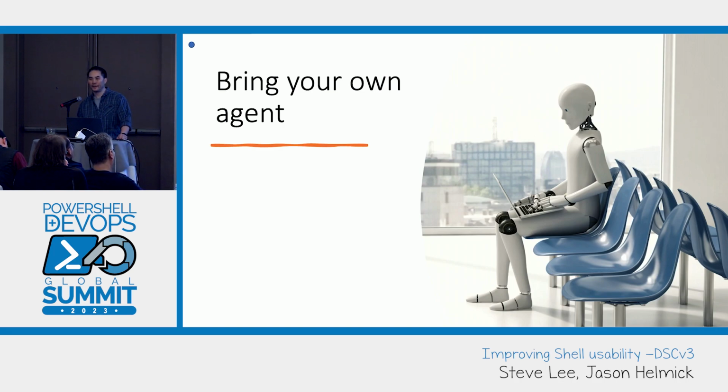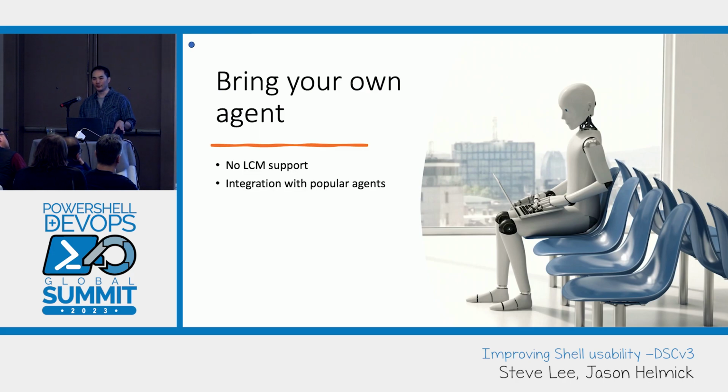All right, so one of the other things that we already mentioned when we first started this journey towards V3, we have the PS Desired State Configuration preview. It's been out there for a long time. But the thing that we said is bring your own agent. So what this means is that we're not creating an LCM replacement. Instead, we don't want to compete with existing solutions, and we just want to integrate with machine config, Ansible, Puppet, Chef, whatever you're using today or not using.